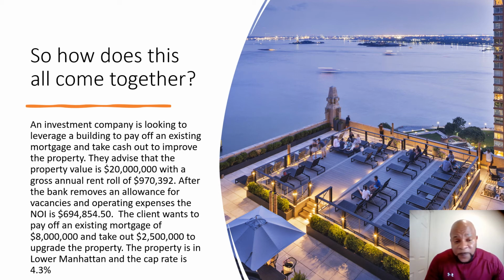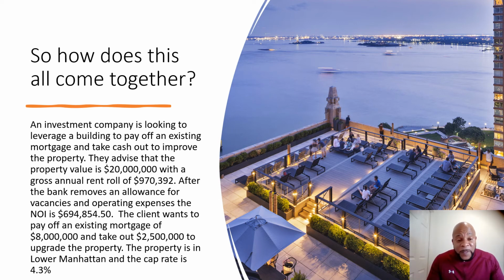Okay, so let's read it together. An investment property company is looking to leverage a building to pay off an existing mortgage and take cash out to improve the property. They advise that the property value is $20 million with a gross annual rent roll of $973.92. After the bank removes an allowance for vacancies and operating expenses, the NOI is actually $694,854.50. The client wants to pay off an existing mortgage of $8 million and take out $2.5 million to upgrade the property. The property is in Lower Manhattan and the cap rate is 4.3%.